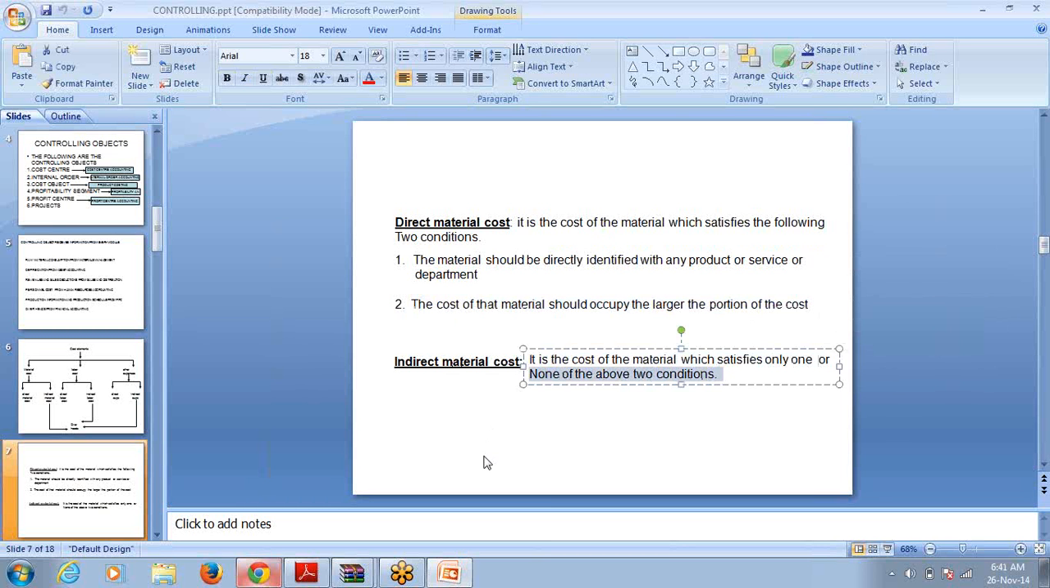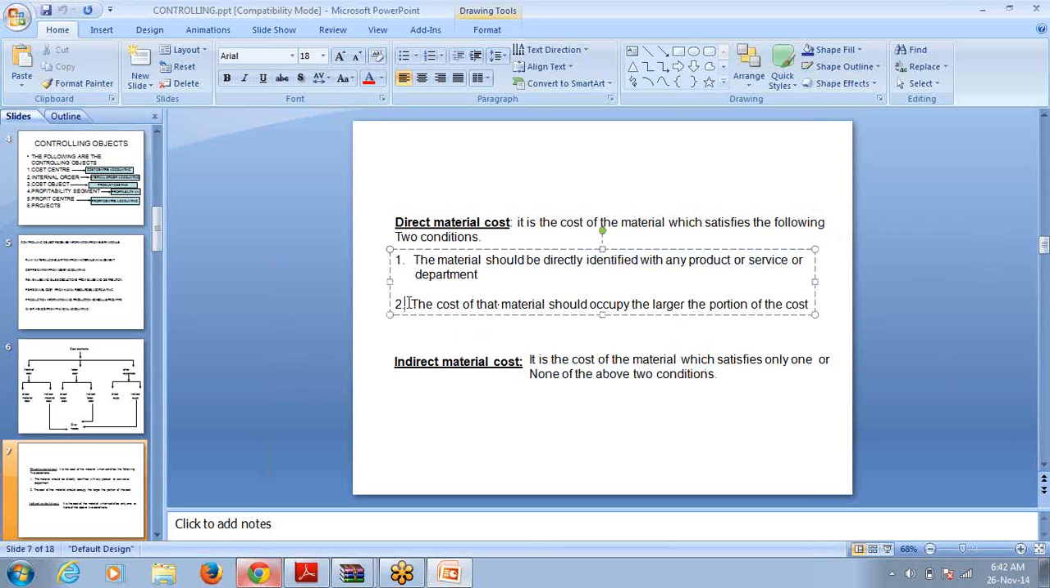Now you take the cost of the wooden planks. First, let us take the cost of the wooden planks. By just measuring the size of the wooden pieces, you can say how many square feet of wood we have used in the manufacture of that computer table. So, the first condition is satisfied. Material should be directly identified with the product or service or department.